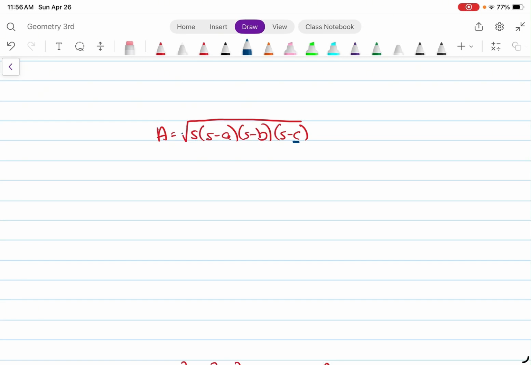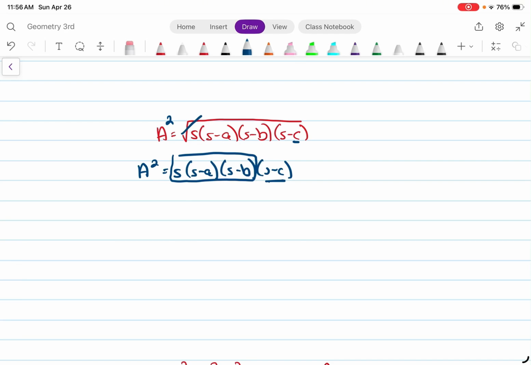So this big square root, we're going to mark out, come to the other side and do its opposite, which is squaring. So we now have a squared equals s times s minus a times s minus b times s minus c. And we're wanting to get this c by itself. Now, this is what's nice. Notice that all three of these things are actually being multiplied by that last set of parentheses.